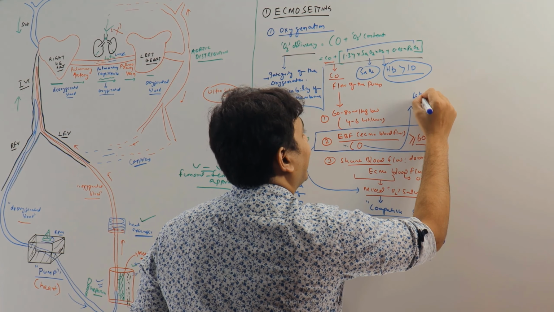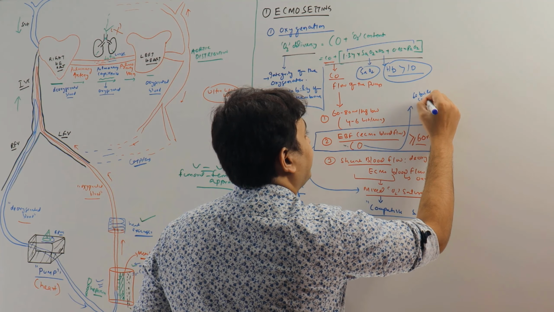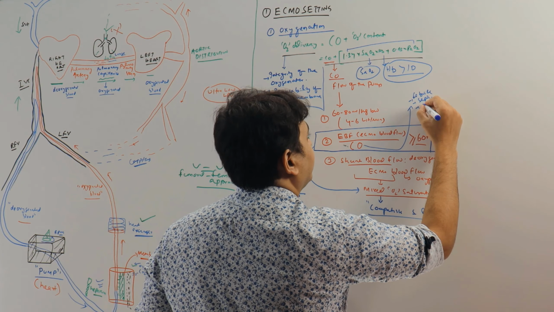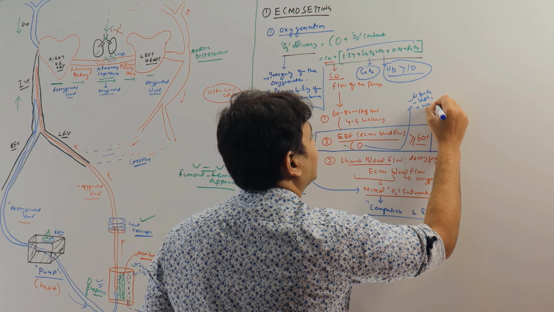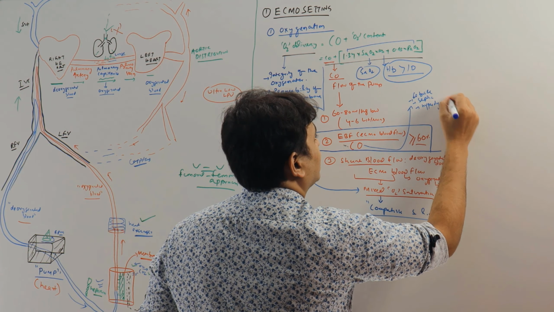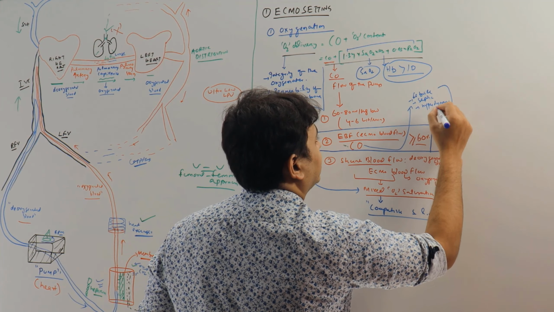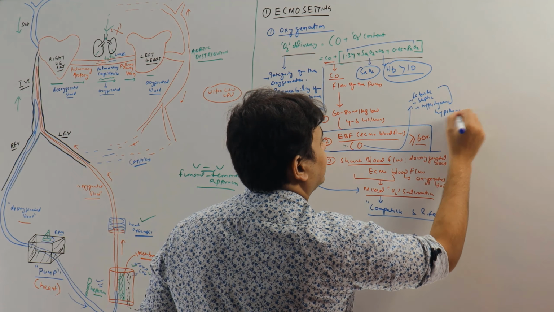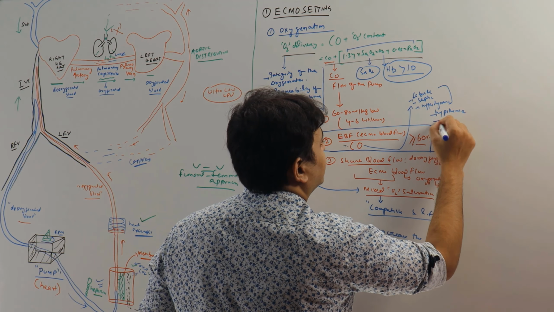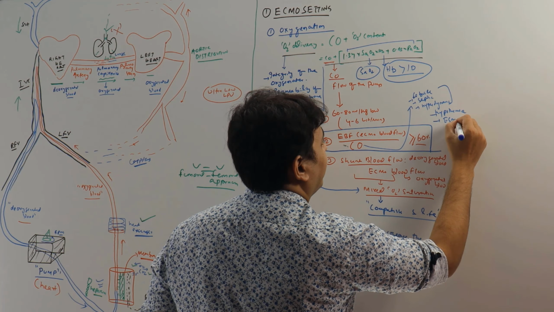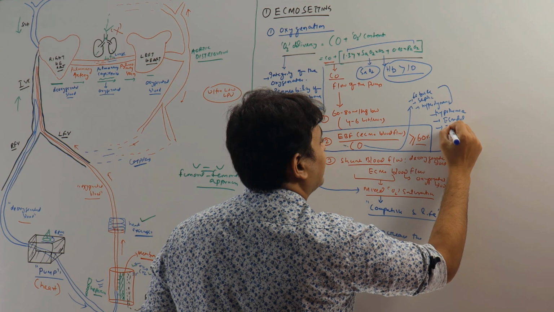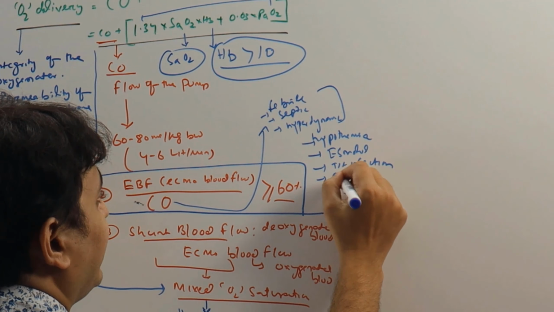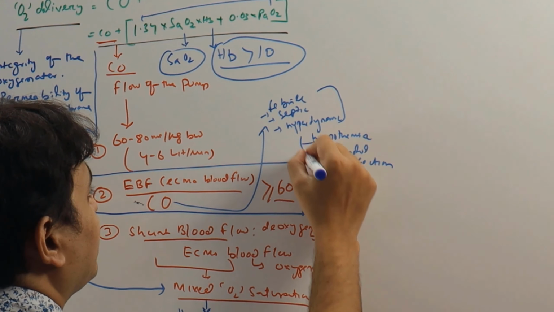If the patient is febrile or septic, or the patient is having hyperdynamic circulation, you can use methods like hypothermia, right? Then you can use methods like esmolol. You can treat infection. You can give fluid, right? So these are the methods you have to use.